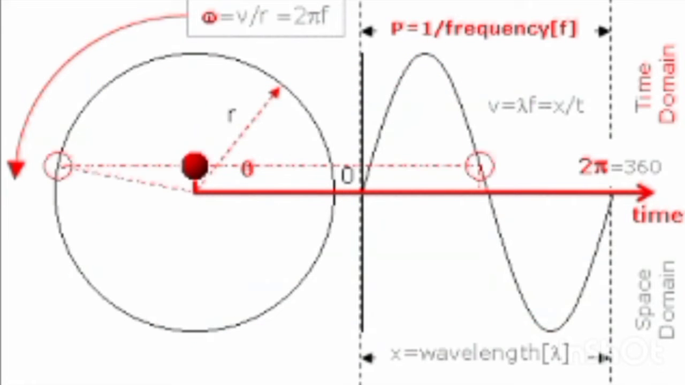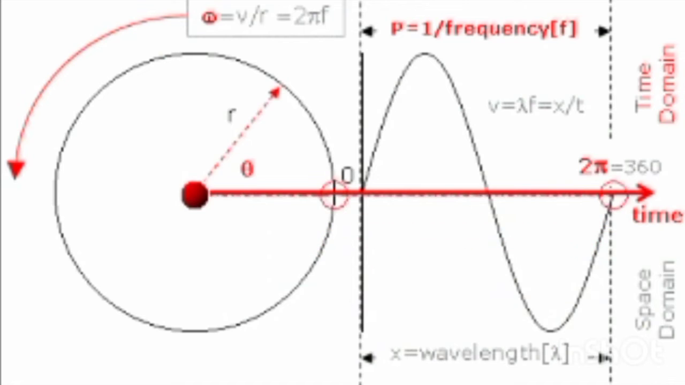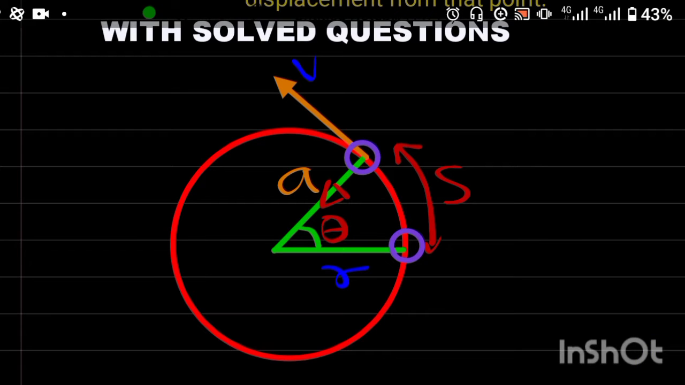Now we are going to define some of the parameters that are associated with simple harmonic motion. Take for instance, we have a ball that is moving in a circle. This is the ball at this particular point, and this is the ball at another point. Let us call this point M, and the second position of the ball point N. If this ball should move from point M to point N, it has moved along the arc covering a distance of S. And the angle displaced is given by theta.